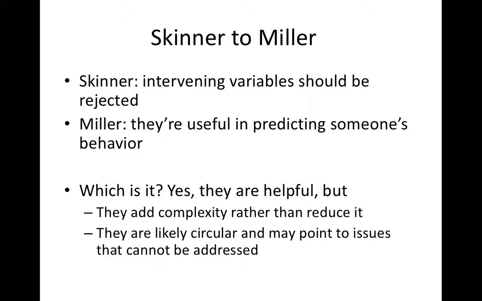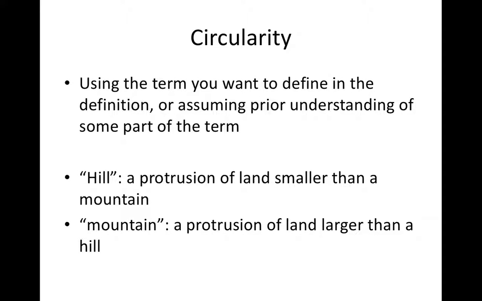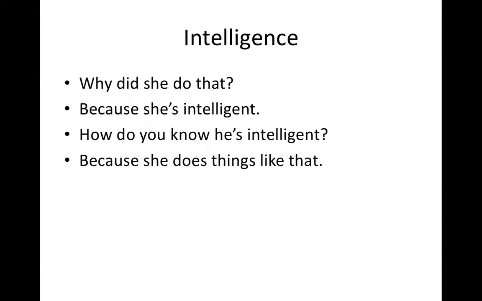So the role of intervening variables in psychology is still controversial. I don't know which one it is. I think they're helpful to a certain extent, but I also think they add complexity rather than reducing it. That was Skinner's criticism, and they are likely circular and may point to issues that cannot be addressed. For example, circularity, just to briefly touch on that, is when you use the term you want to define in the definition, or assume some prior understanding of some part of the term. So, for example, if we say a hill is a protrusion of land smaller than a mountain, and we define a mountain as a protrusion of land larger than a hill, how do we know what either one of these are? These are circular definitions. Likewise, in psychology, we may think of the concept of intelligence as an intervening variable.